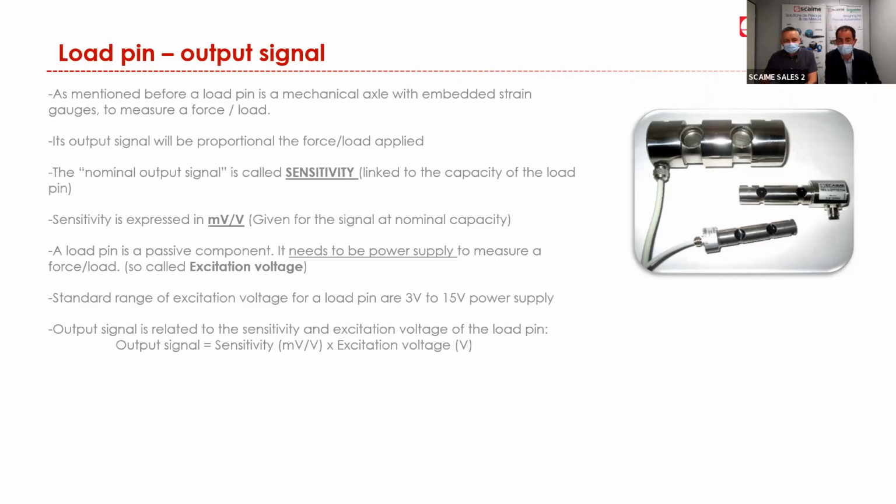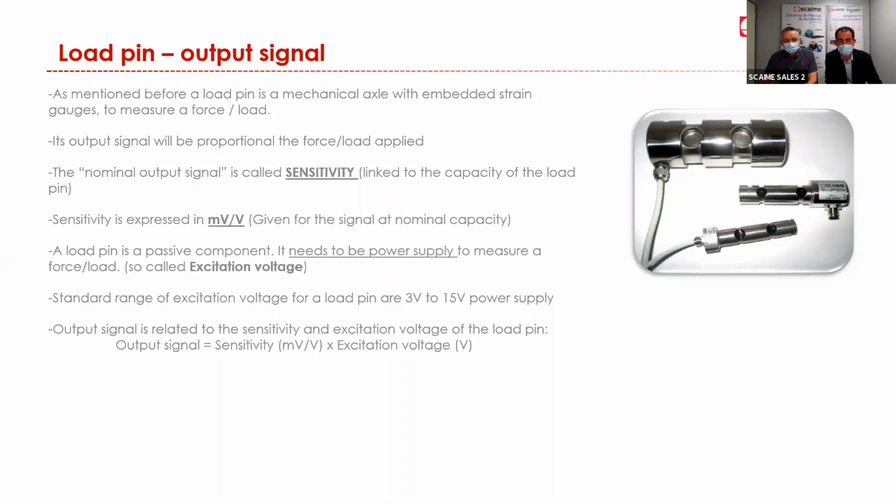The nominal output signal is called the sensitivity of the load pin, and this is linked to the capacity of the load pin. The sensitivity for strain gauges, load pins, or even load cells, so any sensors equipped with strain gauges, is expressed in millivolt per volt, given for the signal at nominal capacity, so at full capacity of measurement of the sensor.